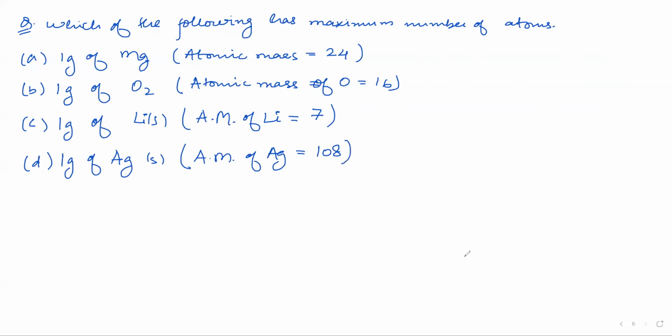Okay, it was given as 108. So here you don't have to see this thing. What you have to see for this is that Mg is only 1 Mg, so it will be 24. For O2, it is what? Oxygen is 16, so O2 will be how much? 32.